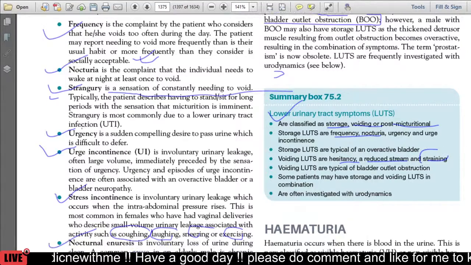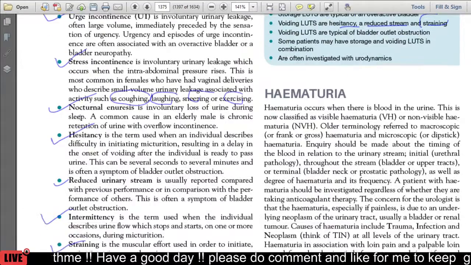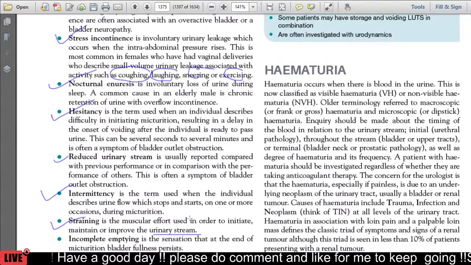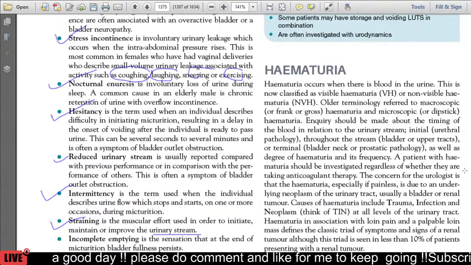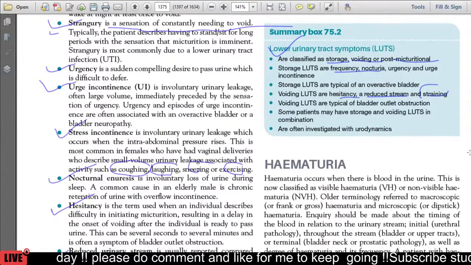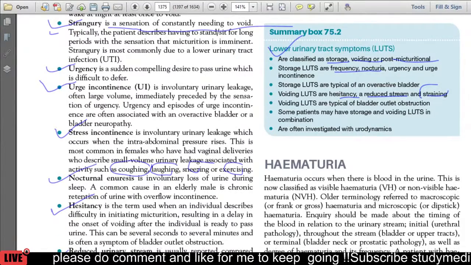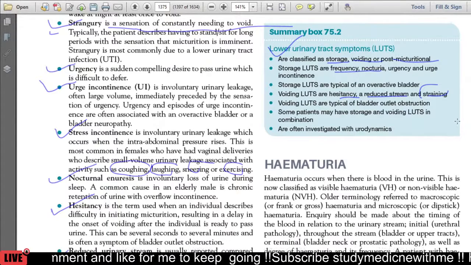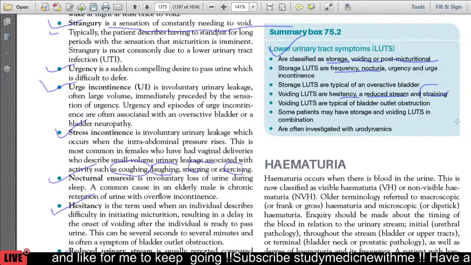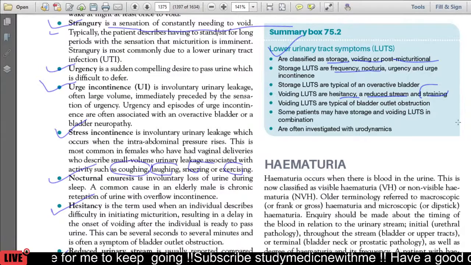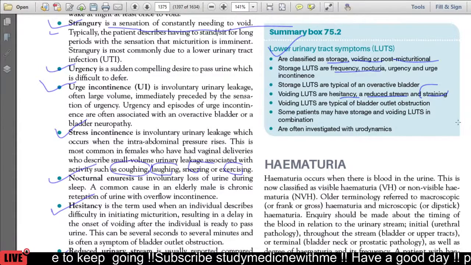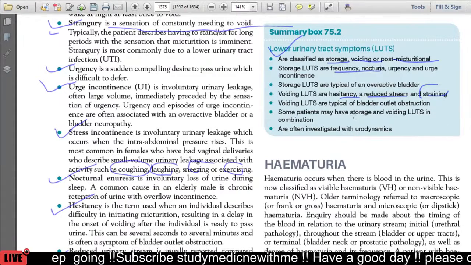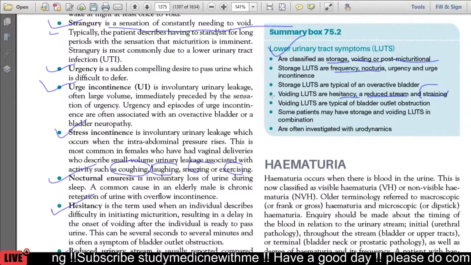So what is straining? Straining is the muscular effort used to initiate, maintain, and improve the urinary stream. Some people make noises while urinating, so they are actually straining. Straining is seen in case of voiding LUTS. It can be asked in MCQs.